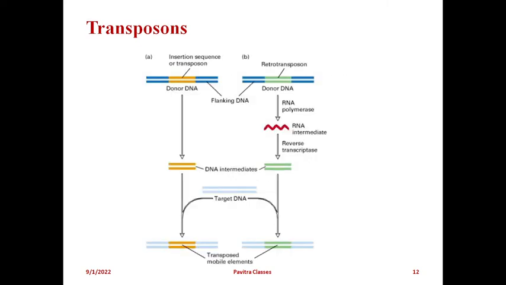This is the transposon process, the insertion sequence of the transposon. This is the donor DNA. You can see here these are the flanking links. These pieces are cut out and directly inserted into another DNA. This is direct transposition with the DNA. This is through RNA: the donor DNA is attached to the RNA, then reverse transcriptase changes the RNA intermediate to a DNA intermediate, and then it is attached to the targeted DNA. So this is the retrotransposon process and this is the direct transposon process.